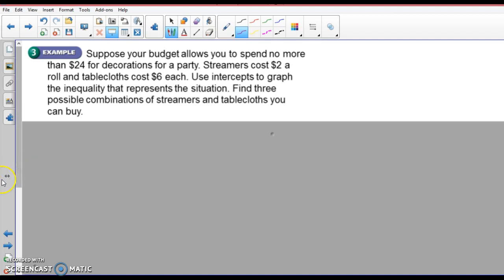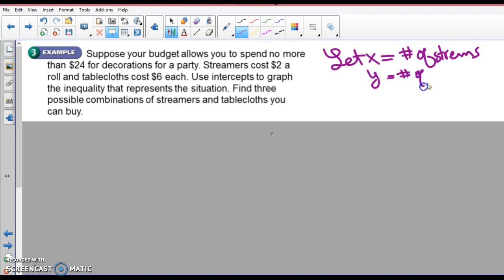So, suppose your budget allows you to spend no more than $24 for decorations for a party. Streamers cost $2 a roll and tablecloths cost $6 each. Use intercepts to graph the inequality that represents the situation, and then find 3 possible combinations of streamers and tablecloths that you can buy. So, we're going to let x equal the number of streamers and y equal the number of tablecloths.